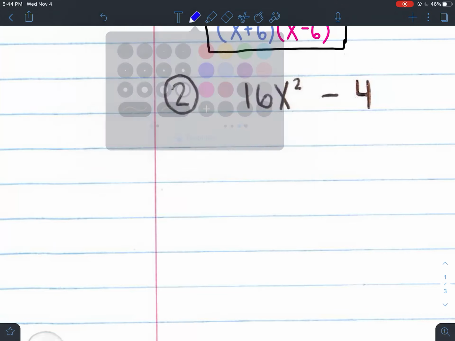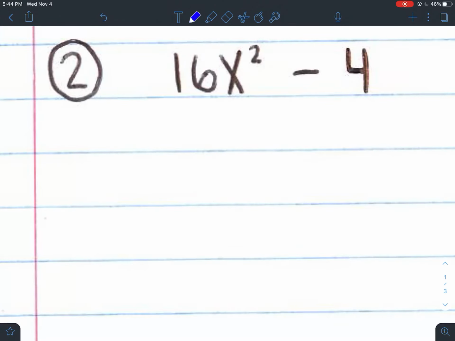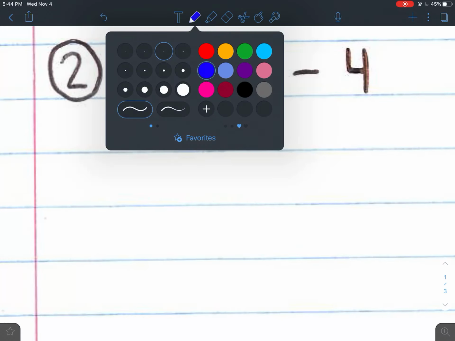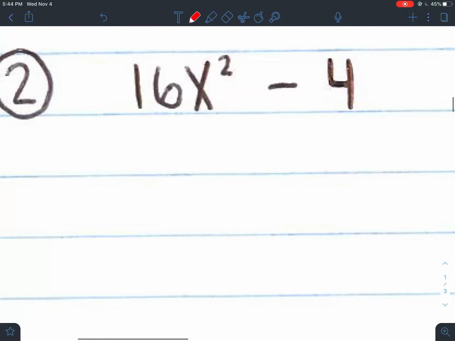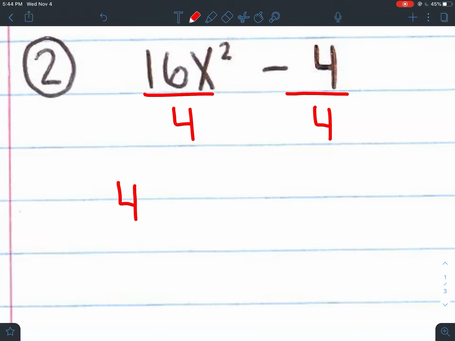Now you're going to look at this and be like, well, what do you always do no matter what? You always check for a greatest common factor. And in this case, we do have a greatest common factor, and that greatest common factor is 4. So I need to factor that out. Now, our greatest common factor is 4. Does that 4 just go away into thin air? No. Your greatest common factor goes on the outside of your parentheses, and your leftovers go on the inside.